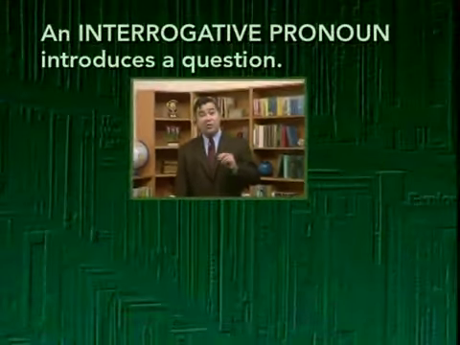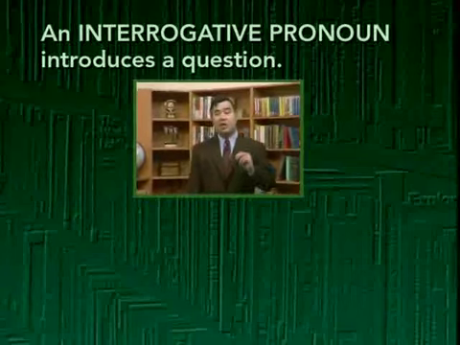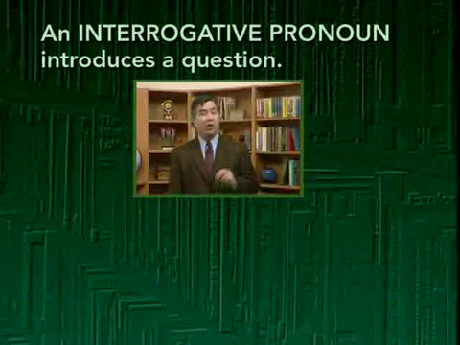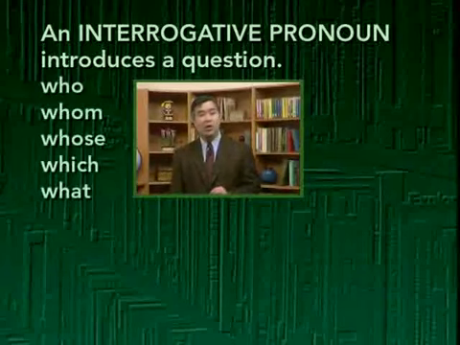The second important category of pronouns is interrogative pronouns. Now, you might recall that an interrogative sentence is a sentence that asks a question, and you might imagine that there's a connection between that kind of sentence and an interrogative pronoun. If that's what you're thinking, you're correct. An interrogative pronoun introduces a question. And there are 5 interrogative pronouns in English: who, whom, whose, which, and what.